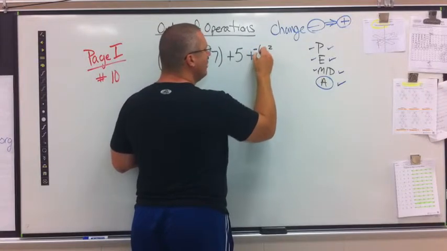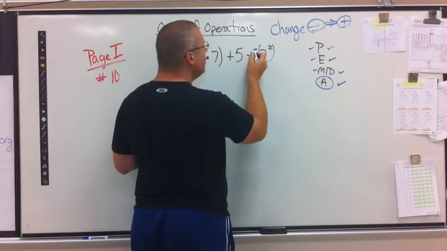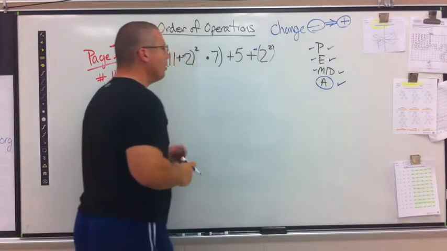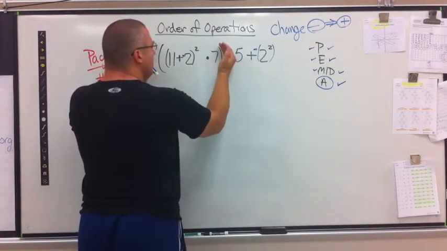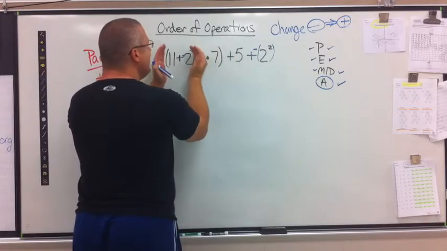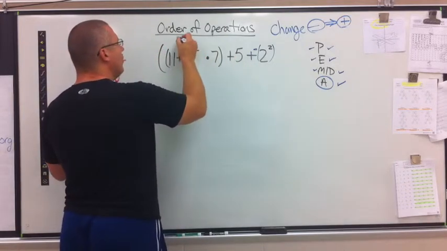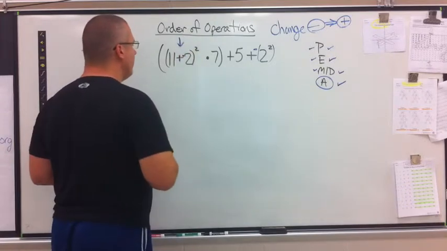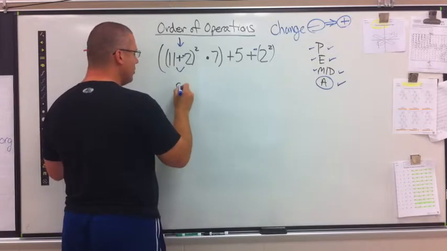So I want the opposite of this answer. 2 to the second we know is going to be 4, so eventually I'm going to want the opposite of 4. So I need to do parentheses first. Well, I have parentheses here, but I also have parentheses inside, so this becomes work inside out. So I'm going to work with my inside-most parentheses first. So I take care of what's in parentheses. 11 plus negative 2 is 9.